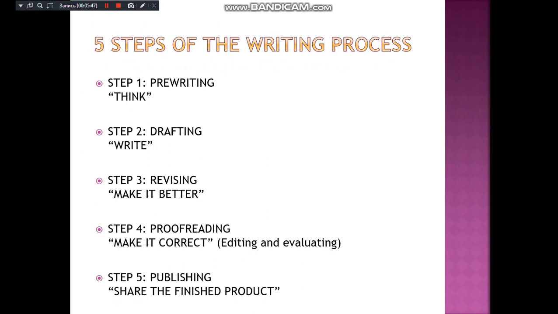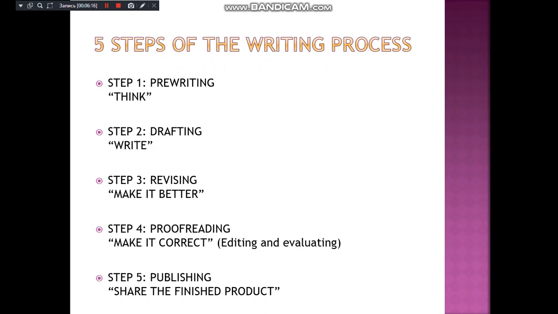5 steps of the writing process. Let's revise it a little bit. First step was pre-writing. In this step, you have to think about what you are going to write and who will read it. The next step, drafting. Write. This is the first writing step. You're just writing it, not paying attention to the rules, and just giving what you are thinking about.